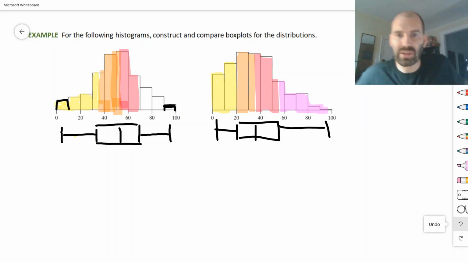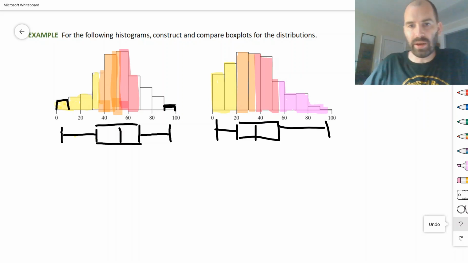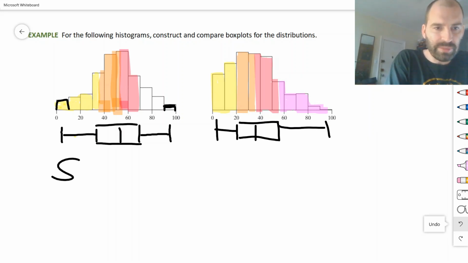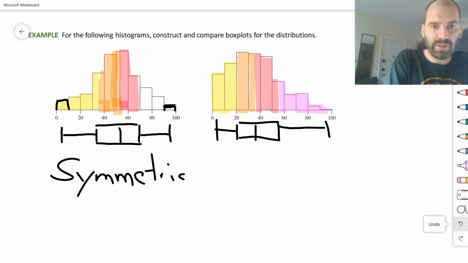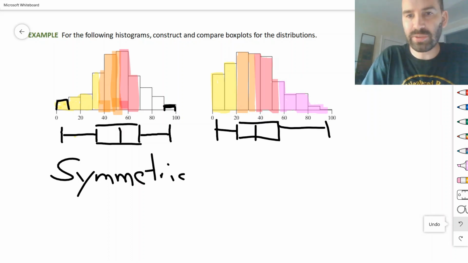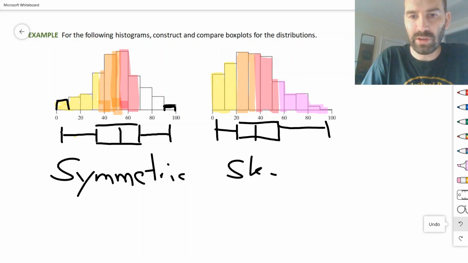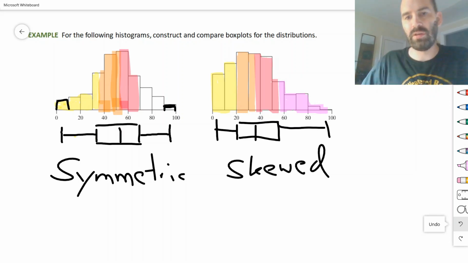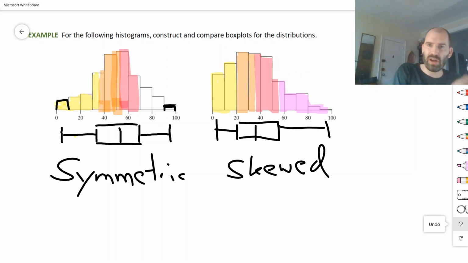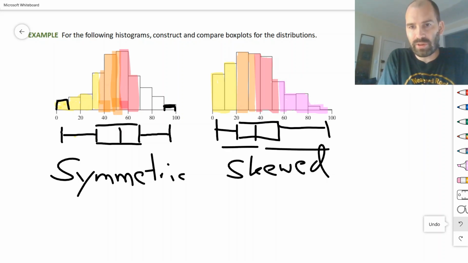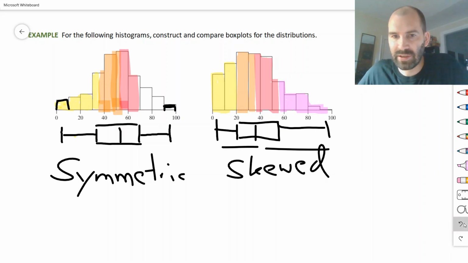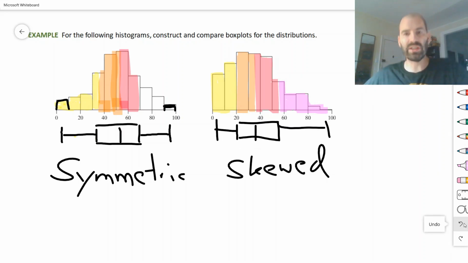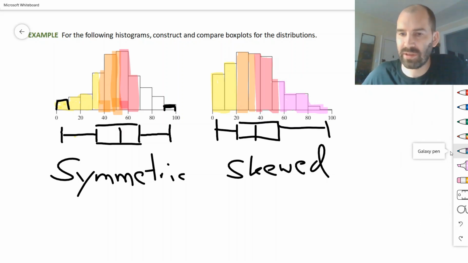Notice that the box plots are a little bit different, right? This one is symmetric. The left-hand side looks the same as the right-hand side. This one's skewed. Notice things are shifted off a little bit to the left. This distance is shorter than that distance, right? So it's skewed. And we can see that in both the histogram and in the box plot, right?